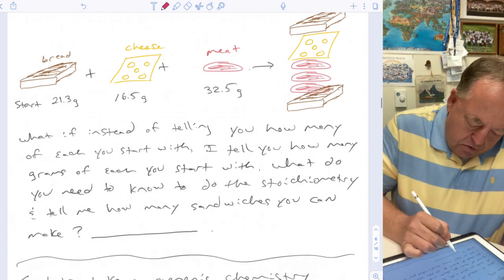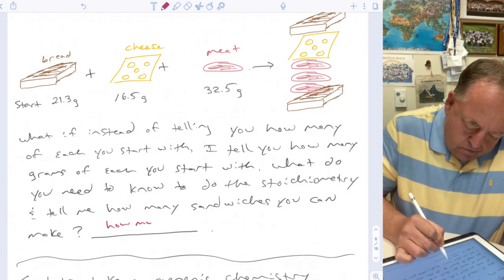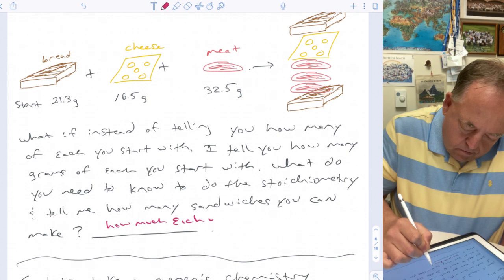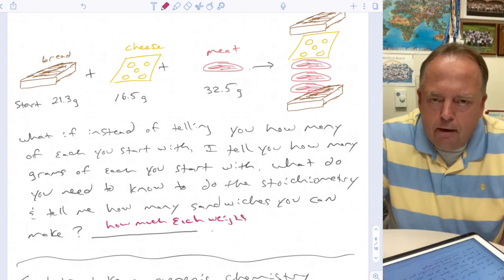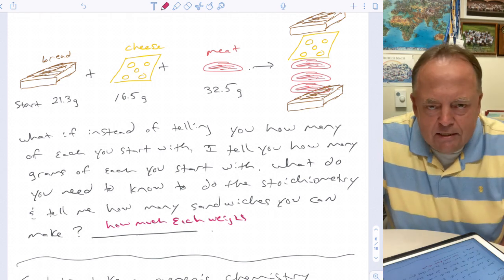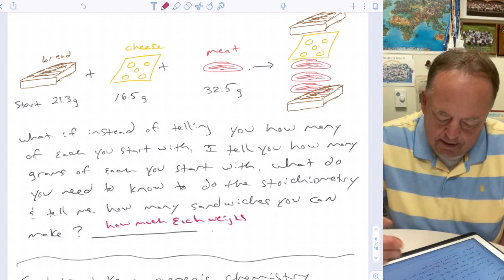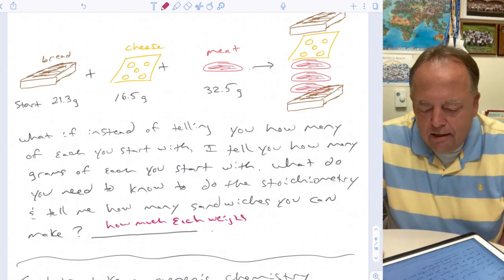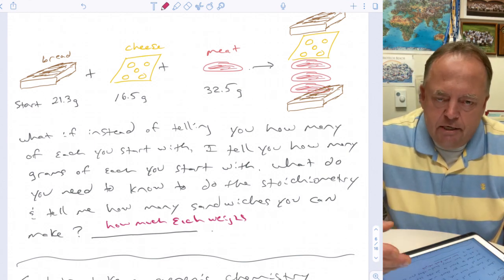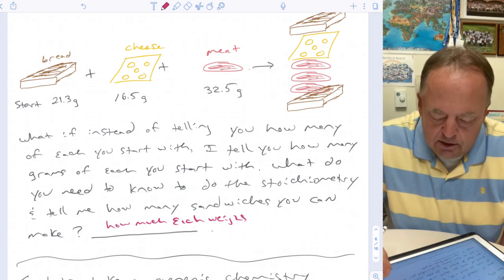Well, you would need to know how much each weighs. How much does a slice of bread weigh? Because then you could figure out how many slices of bread you had based on the mass and how much it weighs. Same for the cheese and the meat. You would need to know how much each weighs, and then you could figure out how many each you have, and then you could figure out how many sandwiches you could make.